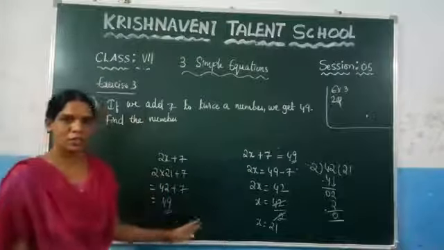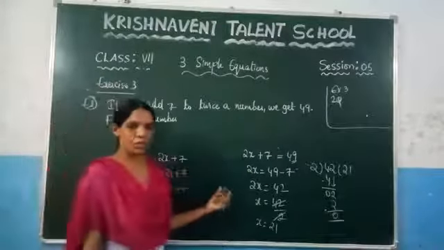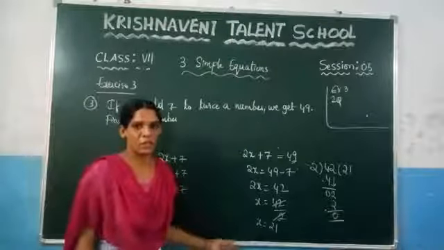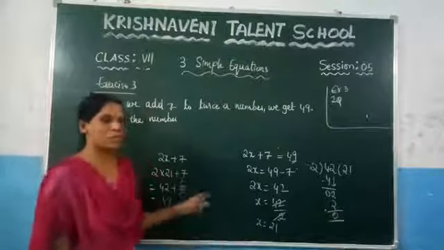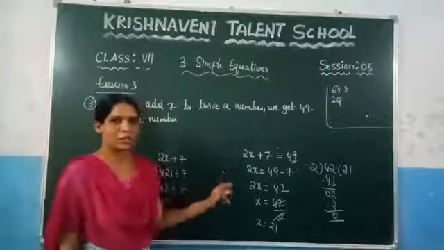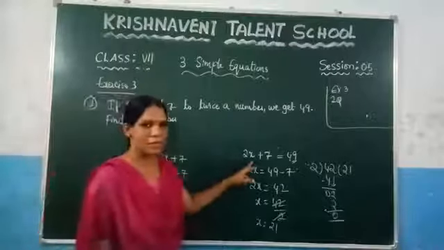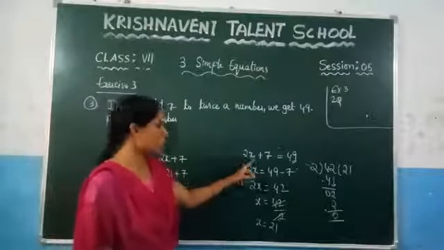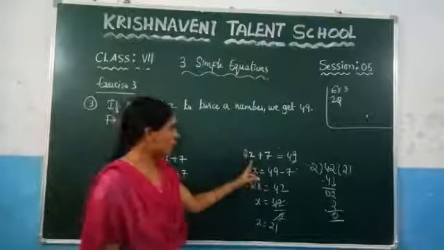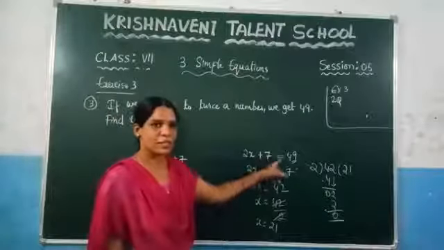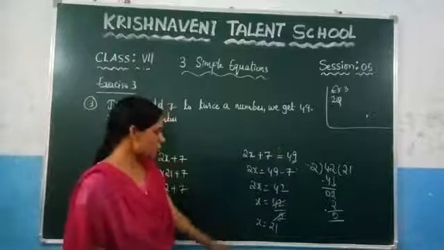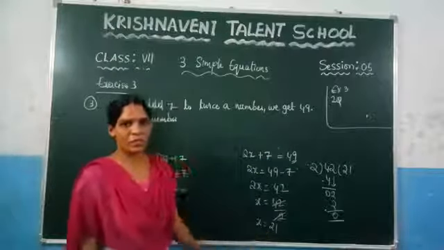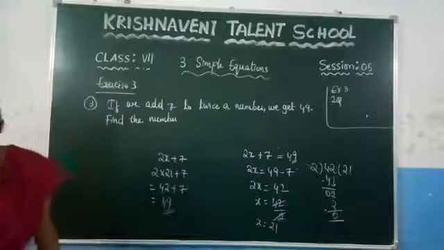So what is the question given here? If we add 7 to twice of a number, we will get 49. They are asking to find what that number is. Since we don't know what that number is, we have to take that number as x. So twice of a number is 2x, and we have added 7 to that, so we are getting the result as 49, and after solving we got that number, which is 21. Now write the answer here.